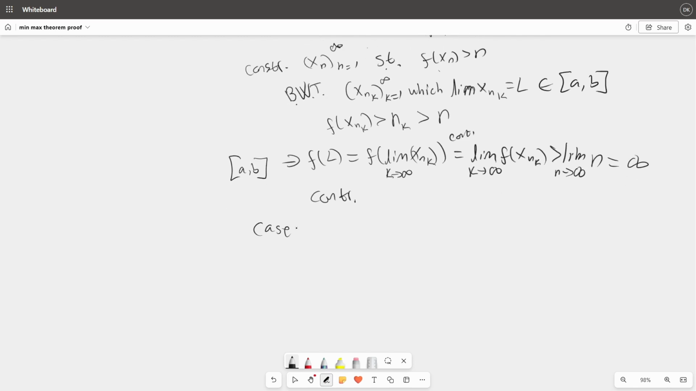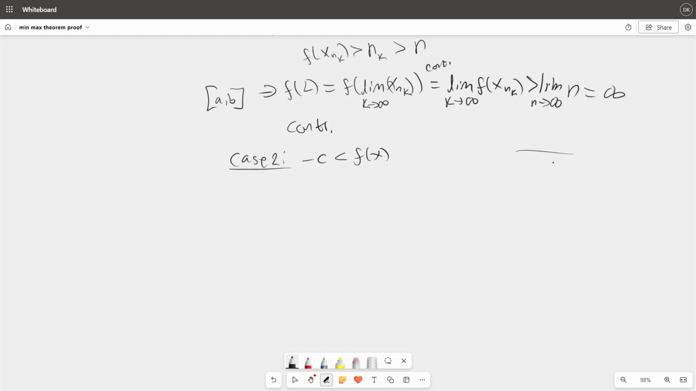For case 2, for negative c less than this, we draw the following graph. We have this.